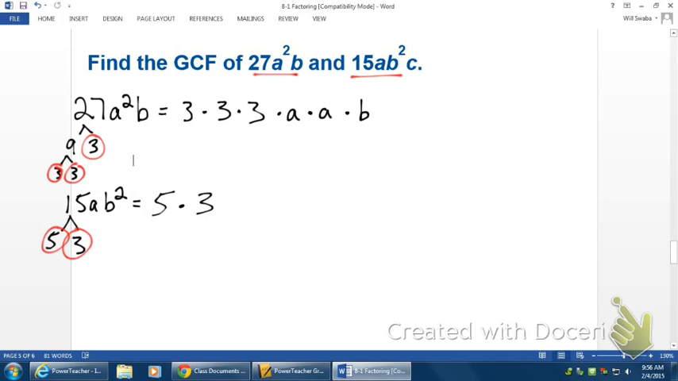My variables, I have 1 a and I have a b squared. So b times b will give me b squared. Oh, and the c. Oh, I'm sorry. Yes. Thank you. Sorry about that.